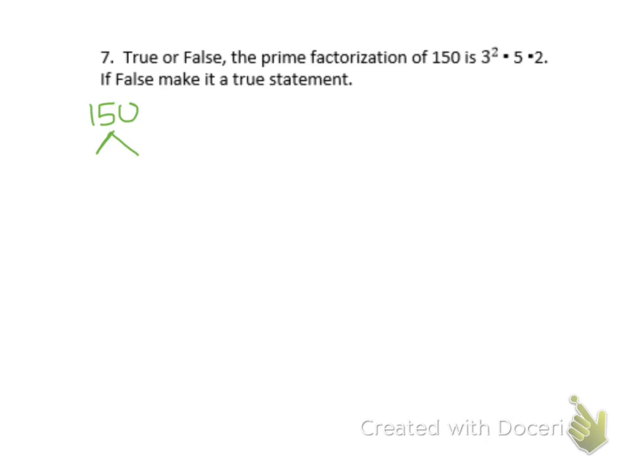So what two numbers give me 150? So I'm going to say, let's see, 2 and 75. So is 2 a prime number? Yes, so I'm going to circle it. 75 is not a prime number, so I'm going to keep going. So 5 times 15 will give me 75. 5 is a prime number, so I'm going to circle it. 15 is not prime. 5 times 3 will give me 15. 5 is prime, so I'm going to circle that, and 3 is also prime.